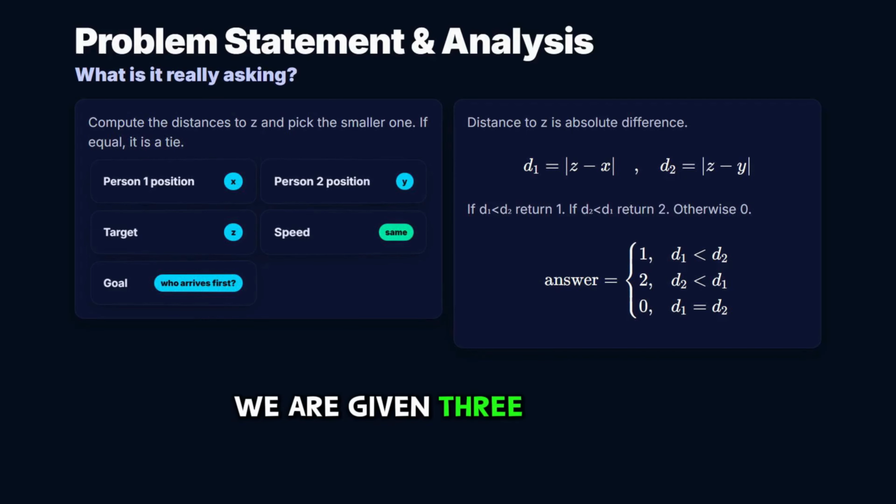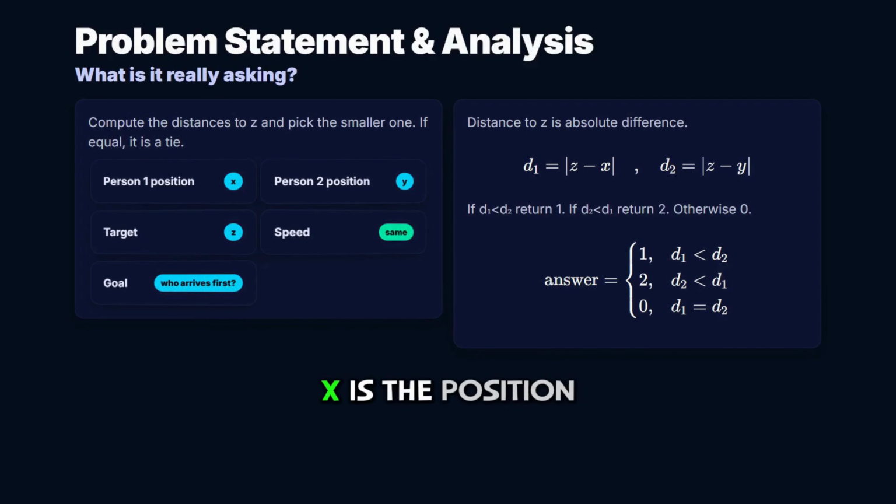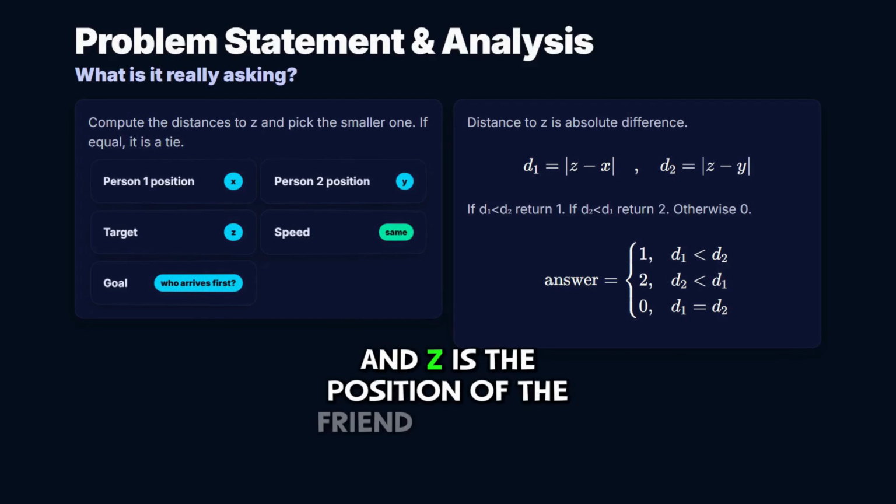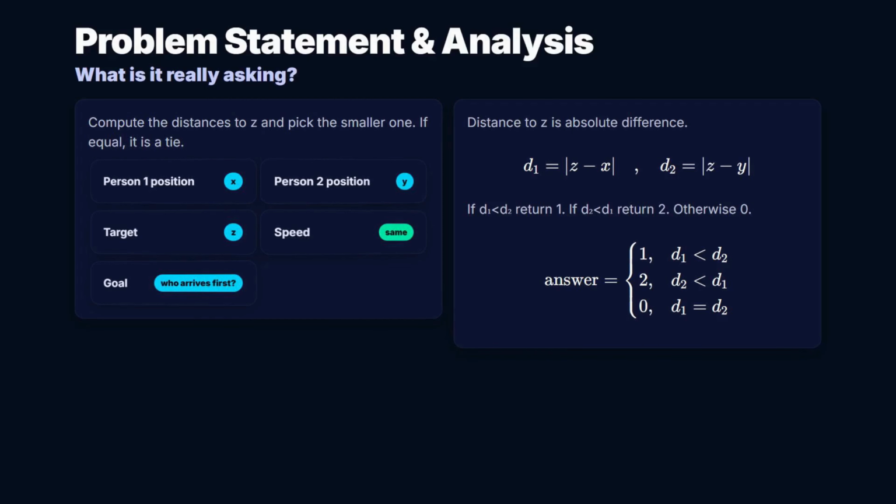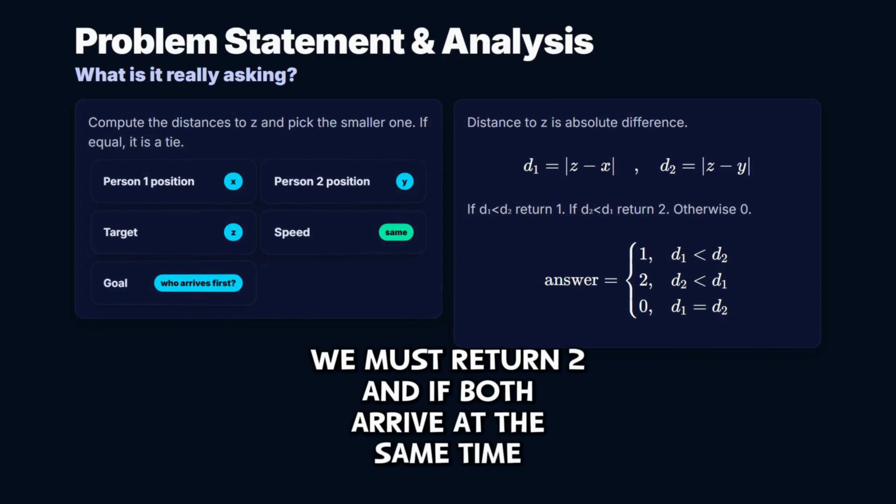We are given three integers. X is the position of person 1, Y is the position of person 2, and Z is the position of the friend who does not move. If person 1 arrives first, we must return 1. If person 2 arrives first, we must return 2, and if both arrive at the same time, we must return 0.